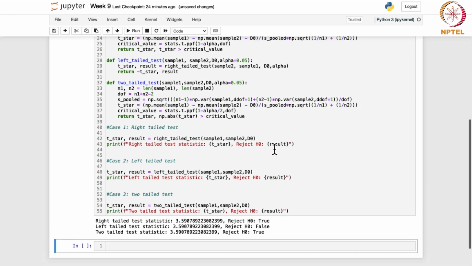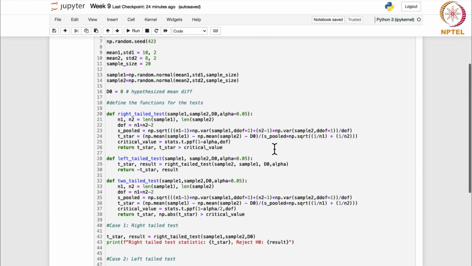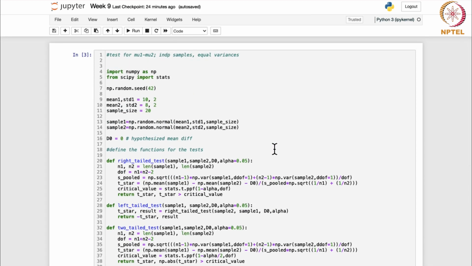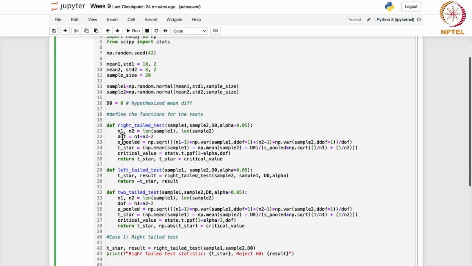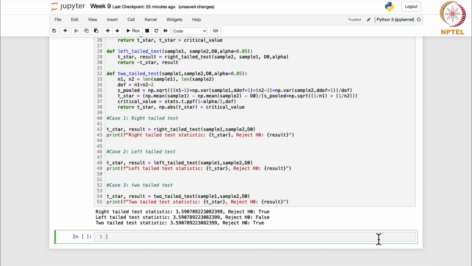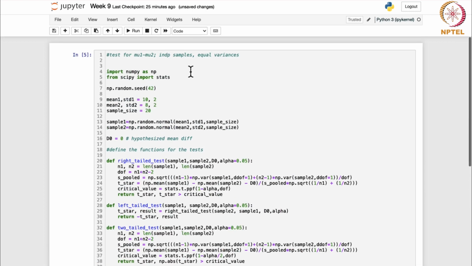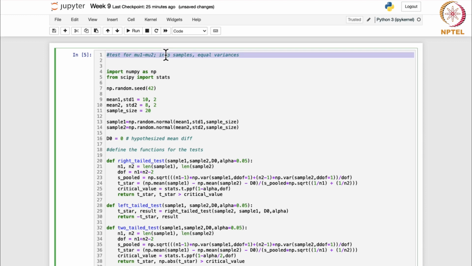So you can see what the results are. This is how you can write the code in Python when you want to test whether the difference of the two means is less than some hypothesized mean difference. Here I am writing d naught as 1. If I change this d naught value, likewise everywhere the calculation would change. So this was your first situation, the test for the difference of the two means, independent samples and equal variances.